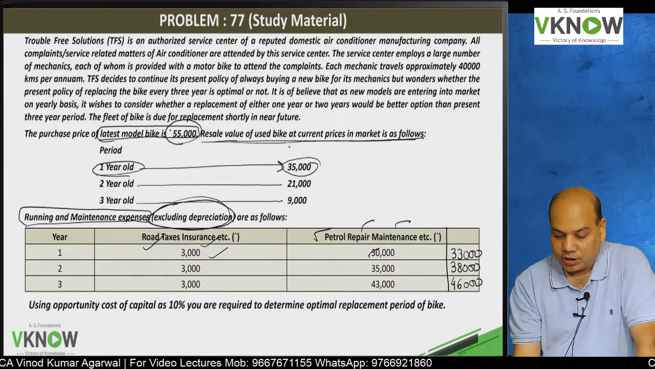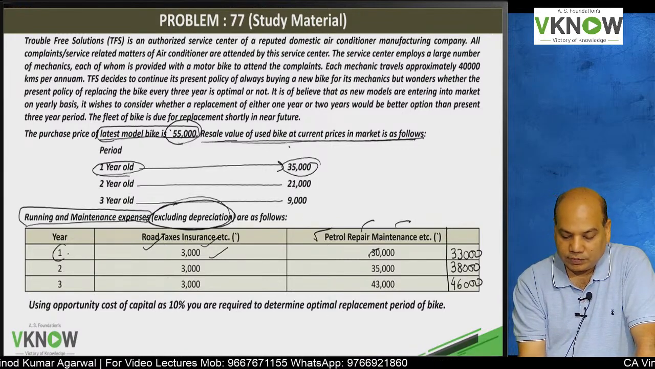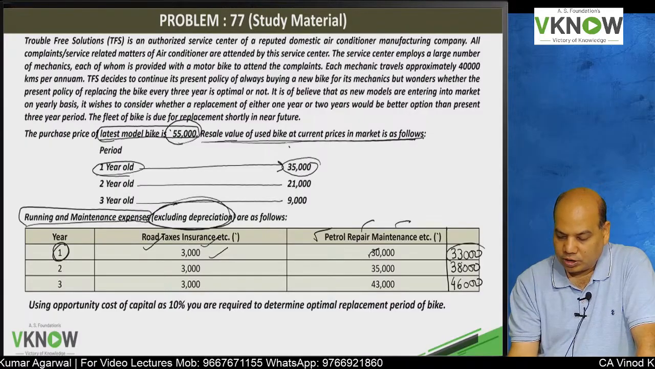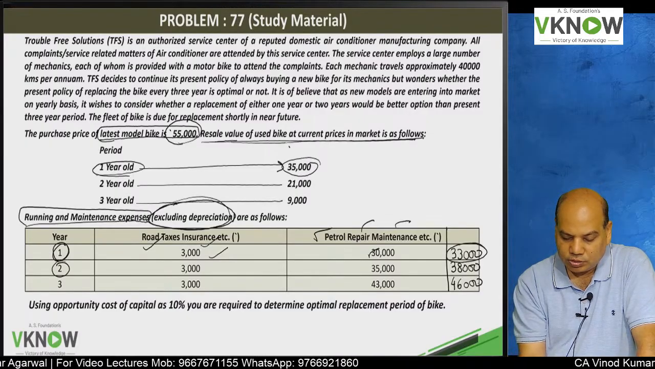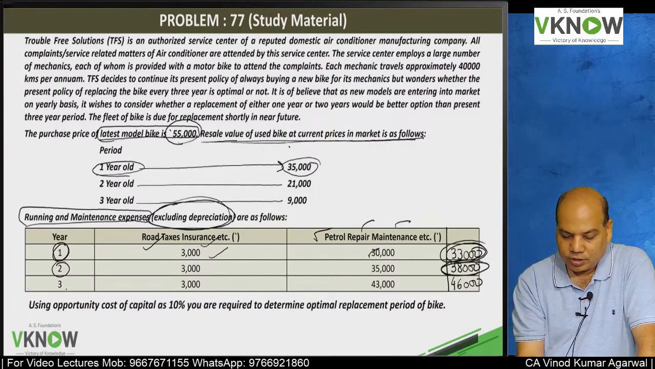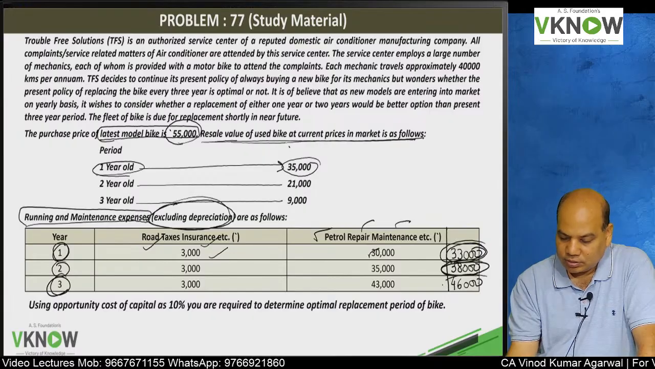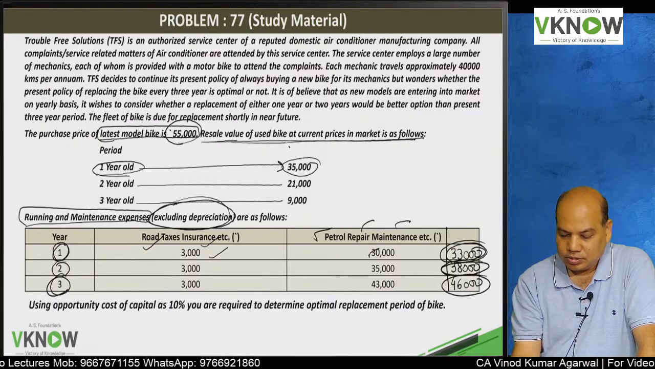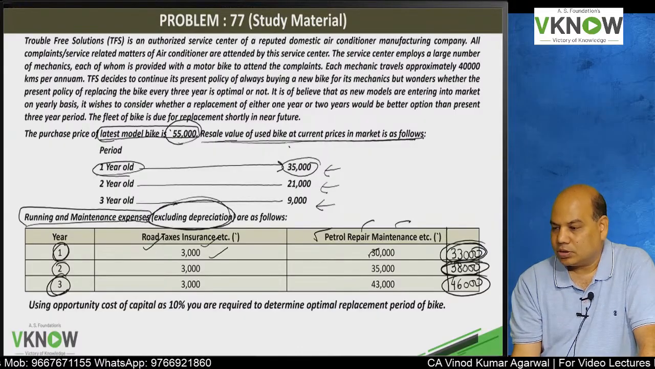So if I am going to replace after 1 year, I will incur 33. If I replace after 2 years, I will incur 33 and 38. And if I replace after 3 years, I will incur all the 3. The salvage value you will get depends upon the date of sale.